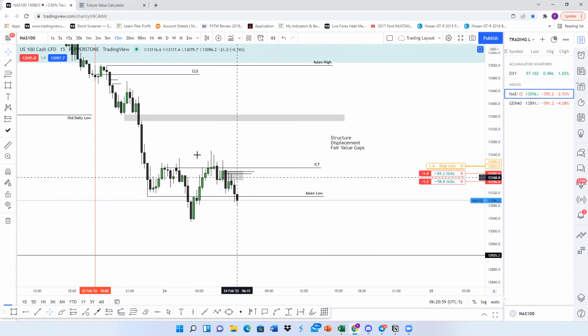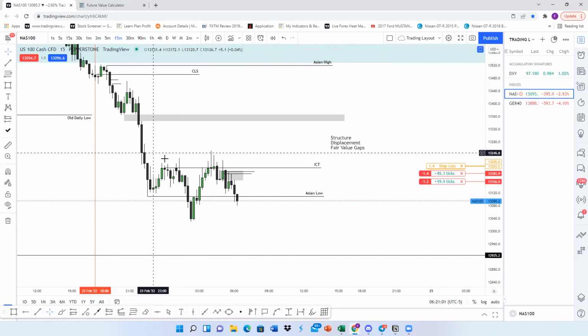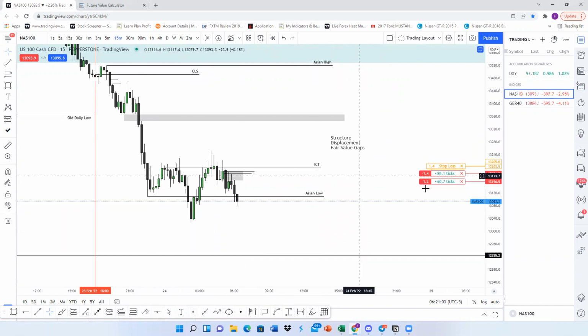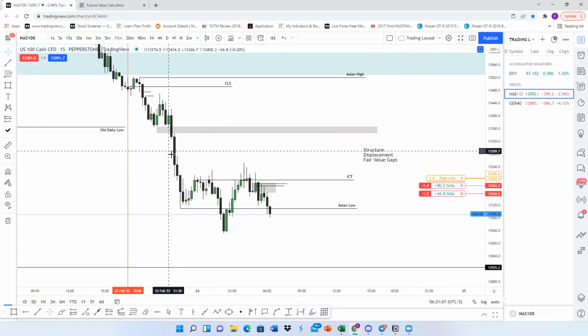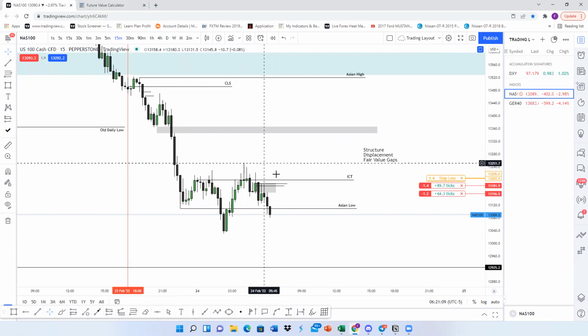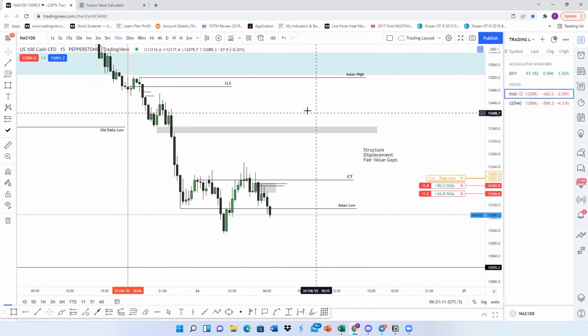ICT calls even this a fair value gap. I see it that way too, he's the progenitor of it, but from my own study, I know this is not a fair value gap, unless of course on a lower time frame there is one. I'll get to what an actual fair value gap is, but hear me out.